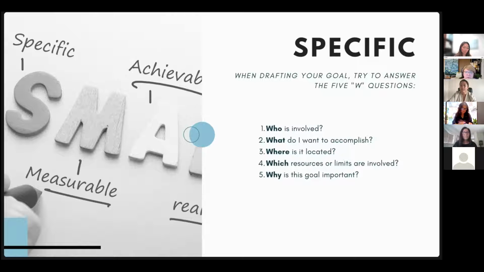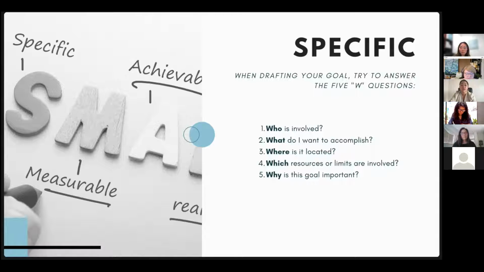Next is going to be what? What do I want to accomplish? Think about exactly what you're trying to accomplish and don't be afraid to get very detailed. The more detailed, the better. Third is where. Where is it located? This question may not always apply, but if there's a location or relevant event, identify that here.